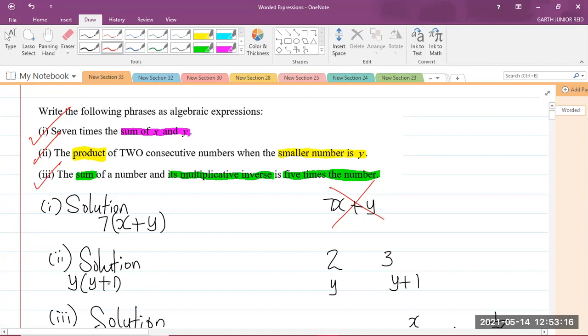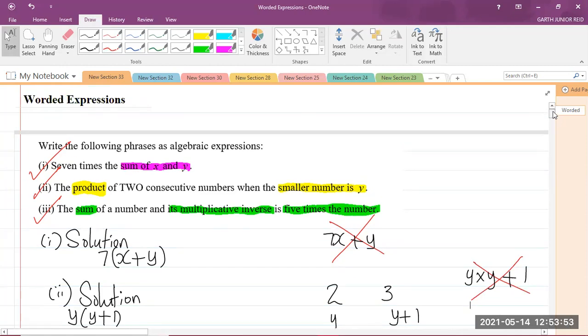Now, for part 2, let me also say that the brackets are very important. The product of the two consecutive numbers. So we know that the consecutive numbers in terms of y are going to be y and y plus 1. And you're multiplying, so you have to put the brackets. If you were to put y multiplied by y and then add 1, that is incorrect. So these are the solutions for this worded expression problem.